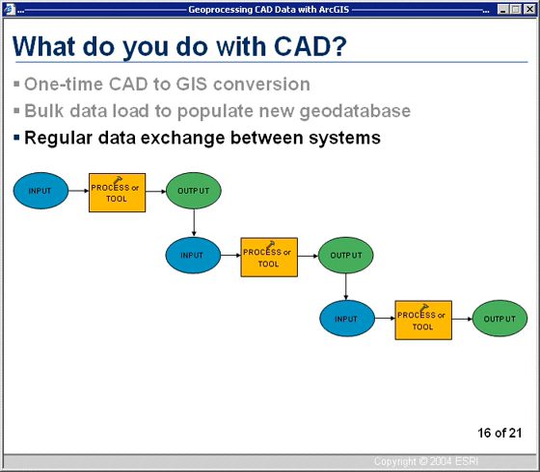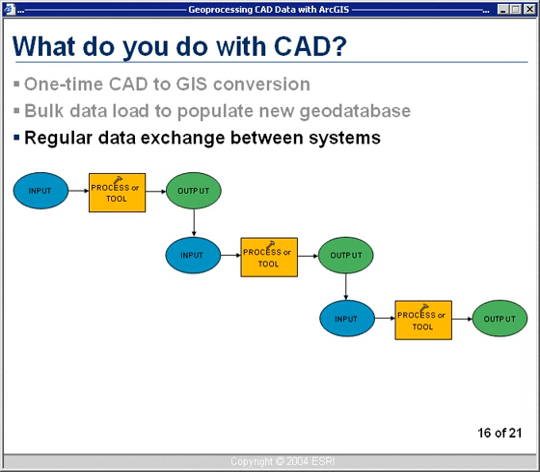A third option might be that you have a regular ongoing data exchange between CAD and GIS systems. As we mentioned at the beginning, ArcGIS provides you with tools and methods to support all of these different workflows. What we're looking at here with this screenshot is something that looks a little bit like Model Builder, where you build complex models or scripts. ArcGIS gives you the ability to embed documentation and help files to describe your workflow.